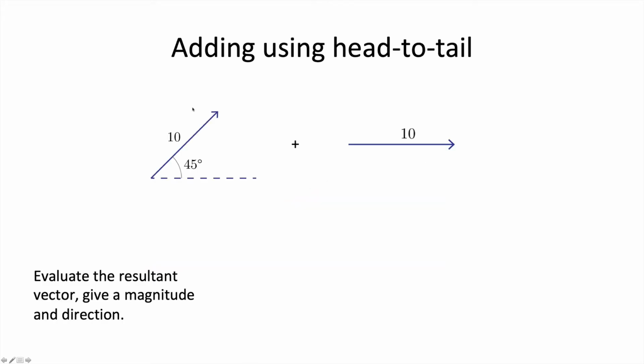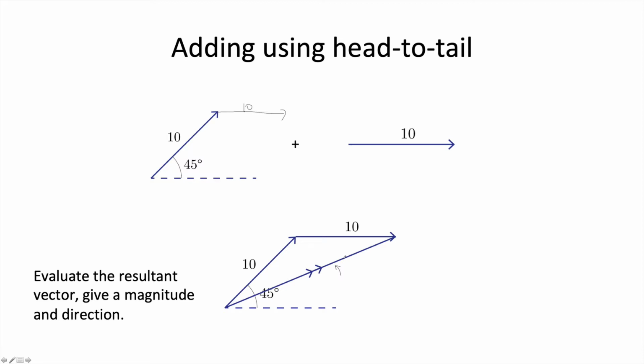So let's see how we can do that. Let's say that we want to add this first vector here, which is 10, and that's 45 degrees above the horizontal, to 10 this way. In order to do that, we add them head to tail. So here's the head of the first vector, and here's the tail of the second vector. We join the tail of the second vector to the head of the first vector like that. So that has been done for us here. And now what we need to do is evaluate this resultant vector here.